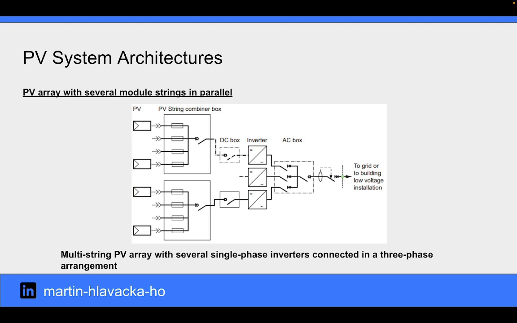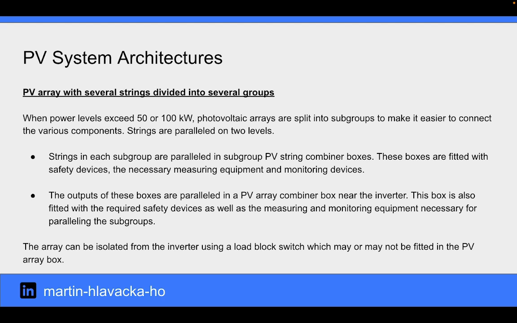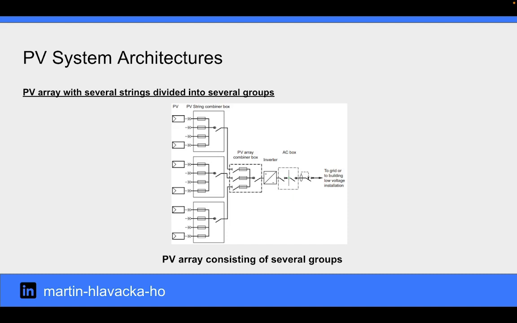The outputs of these boxes are paralleled in a PV array combiner box near the inverter. This box is also fitted with the required safety devices, as well as the measuring and monitoring equipment necessary for paralleling the subgroups. The array can be isolated from the inverter using a load break switch, which may or may not be fitted in the PV array box. On this slide, we can see a diagram showing a photovoltaic array consisting of several groups.